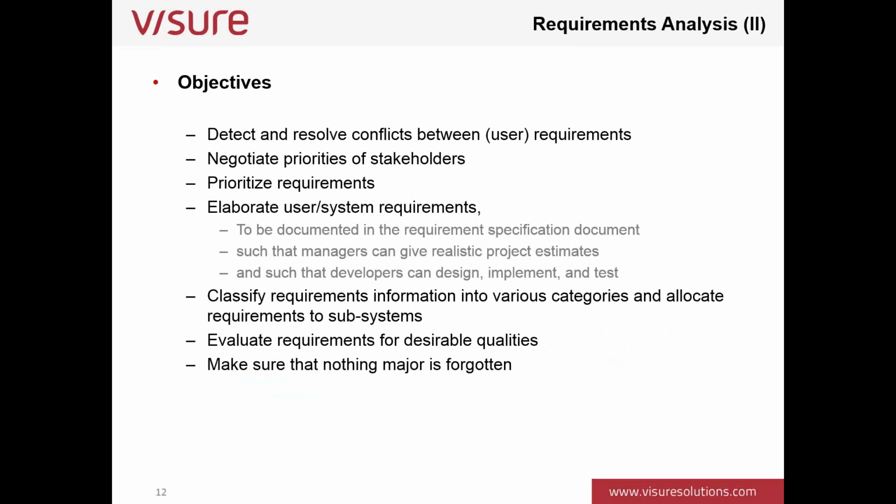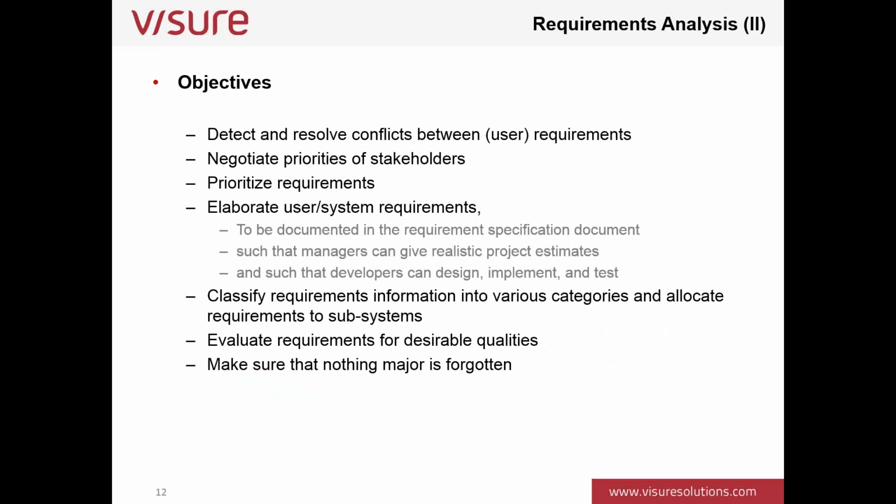Okay, we are going to elaborate the user and system requirements. This is part of the objectives of the analysis, in order to document then those requirements in the requirements specification document, in order to allow the developers to design and to implement and to test, and so on and so on. We are going to classify the requirements into different subcategories and allocate the requirements into subsystems.